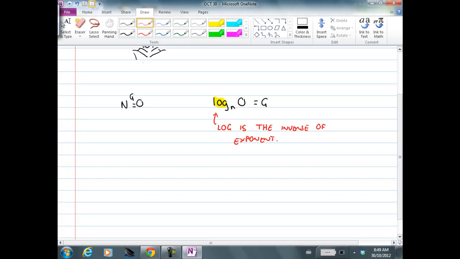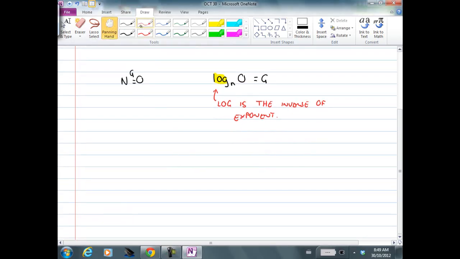So what I want to do next with you for logs part 2 is actually, what does a log graph look like? Okay. What does a log graph look like? We did polynomial graphs. We did exponent graphs. Now we're going to tackle log graphs.